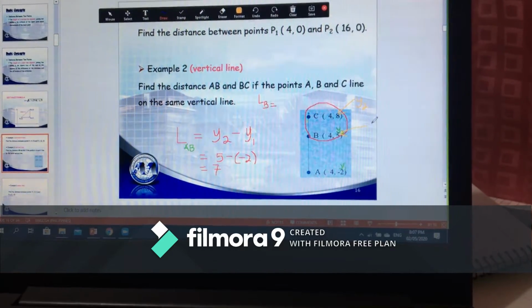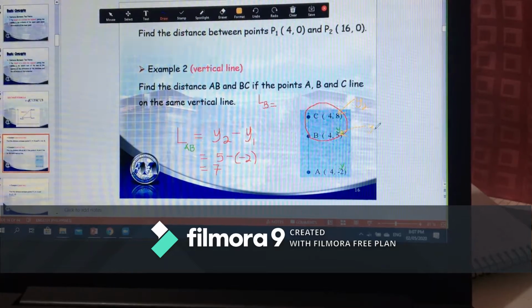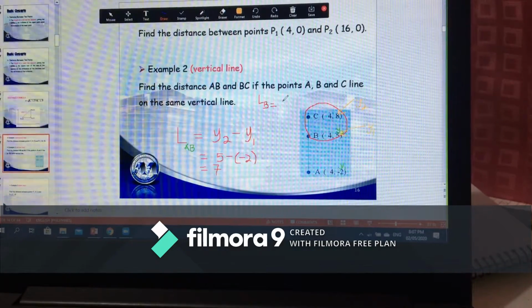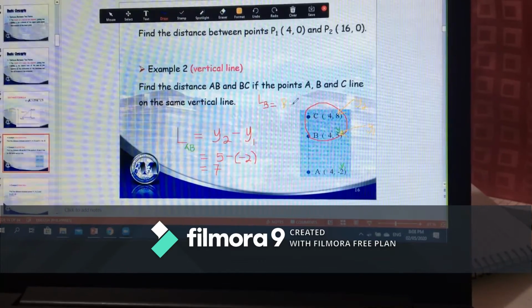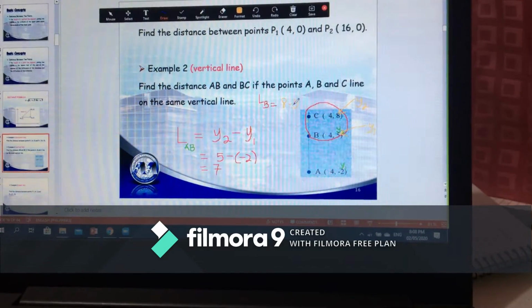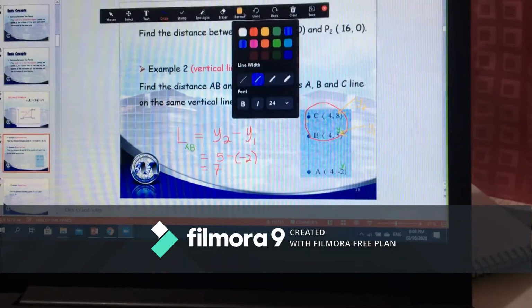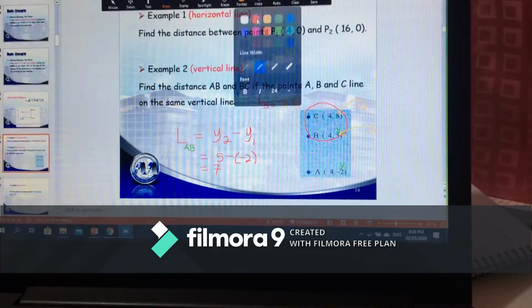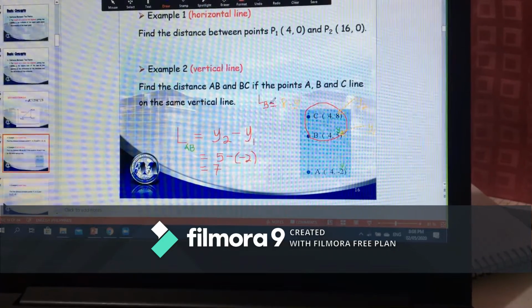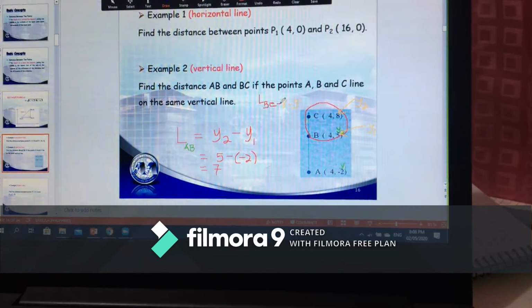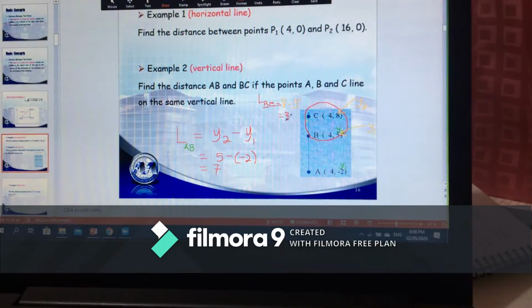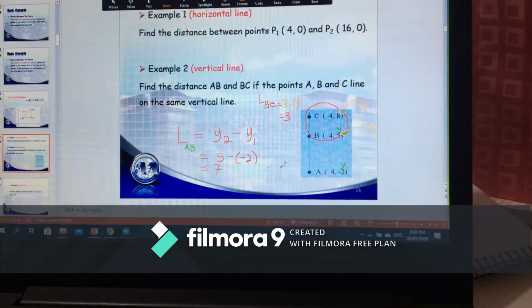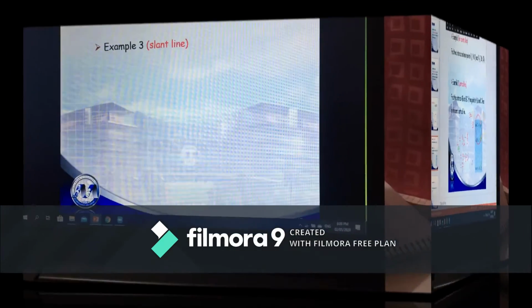Are you following, class? Yes. So again, from the formula, y2 minus y1, we have 8 minus 5, di ba? So this is our length from B to C. Okay, so therefore, length from B to C is equal to 3. Okay, class? Clear? Slant line.